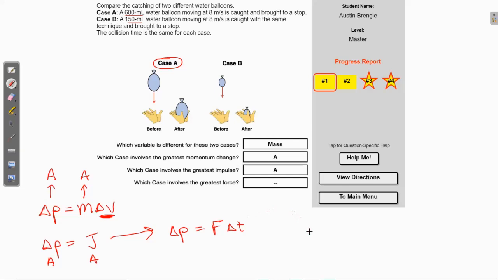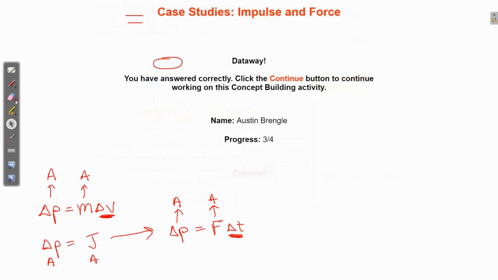Well, it told us that the collision time is the same for each of them, so this has to stay the same. But we already identified that A has a greater momentum change, which means that the force of impact for A must be greater for this equation to hold true, since the time stays the same. The value for the time stays the same. The only way that A could get a greater change in momentum would be an increased force here. That is referring to the force of impact. Check our answer.